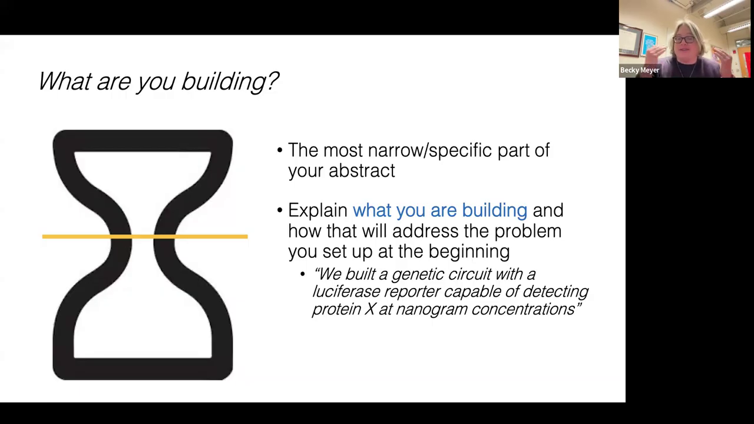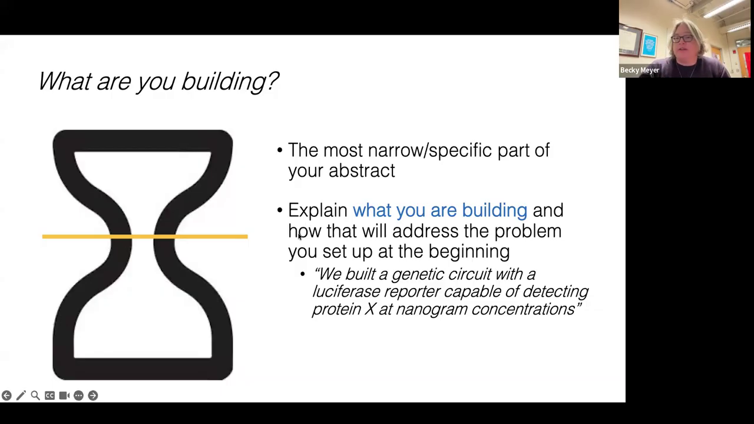For yours, I think it's really helpful to think about this as what is it that you're building? So what specifically have you designed to solve the problem you set up for me in the beginning? Again, this is the most specific part of what you're going to talk about. It's where you give the specific details that we understand based on your background and how those tie in to your overall solution to this.